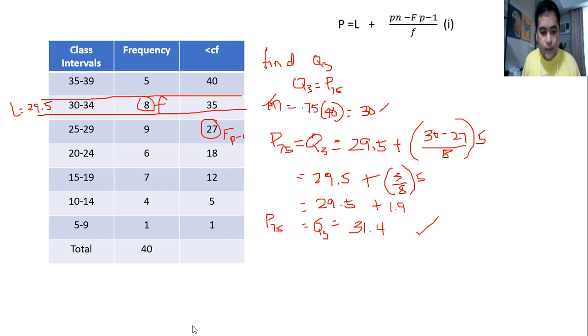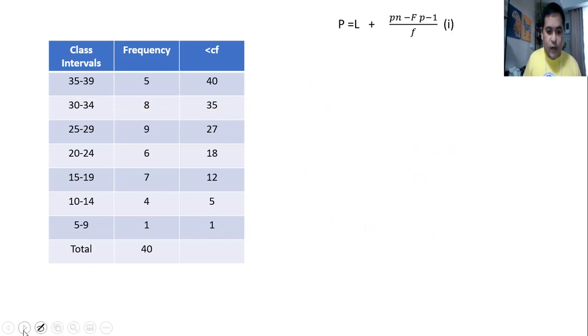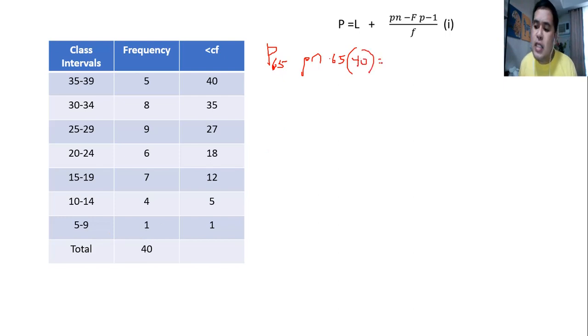So it's easy. One last example. What if you are asked to find P65? No more quartile or decile. So P65. It's easy. Just get your Pn. Pn is, of course, 0.65 times the frequency, which is 40. And 0.65 times 40 is equal to 26. So that is your Pn.